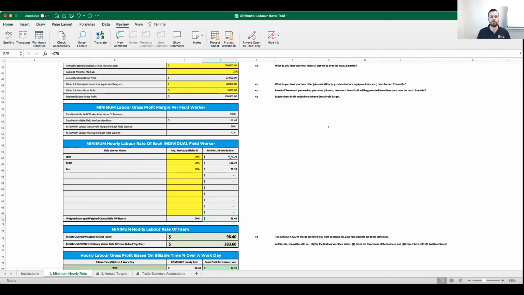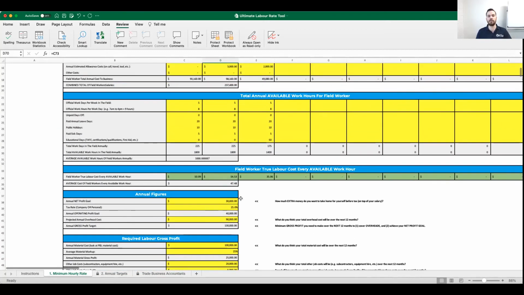So by weighted average, we haven't just grabbed the average of these. By weighted average, we mean that the apprentice is only available 1,400 hours, whereas John and Mitch are available 1,800 hours. We've got to factor in and weight that as a percentage. Don't worry about the maths behind that. All that means is that the average that you need to be charging all your field workers out at is $96. If you wanted to charge them all out at the same rate across the board, it's going to be $96.40 at a minimum. So, and as you can see, this is really simple.